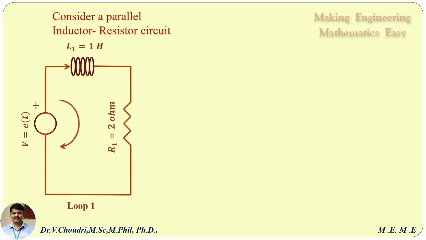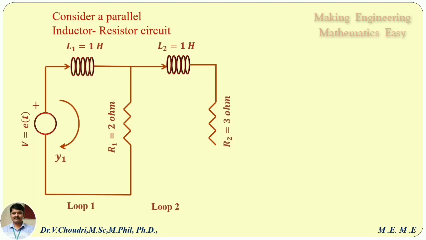The current flow in loop 1 is Y1. In loop 2, there is no voltage rise. The circuit connects with the inductor L2 of 1 Henry. Then the circuit connects with the resistor R2 of 3 ohm. Then the circuit closes with the resistor R1. The current flow in loop 2 is Y2.